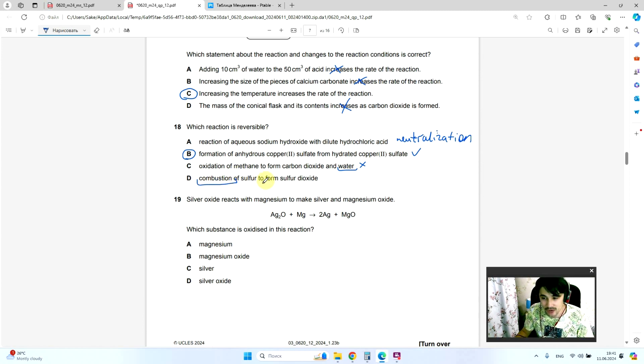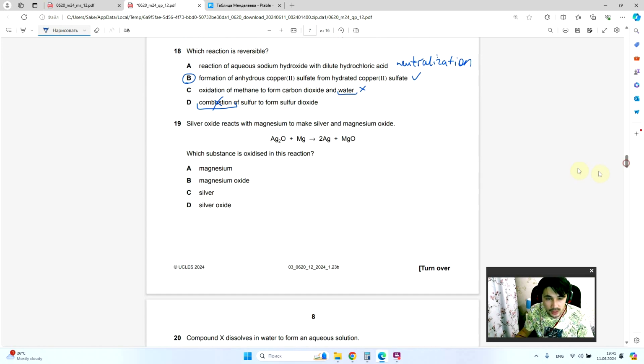So combustion reactions, neutralization reactions, or reactions that lead to formation of insoluble substances, usually salts, are examples of irreversible reactions. Next question. Silver oxide reacts with magnesium to make silver and magnesium oxide. Okay, which substance is oxidized in reaction?